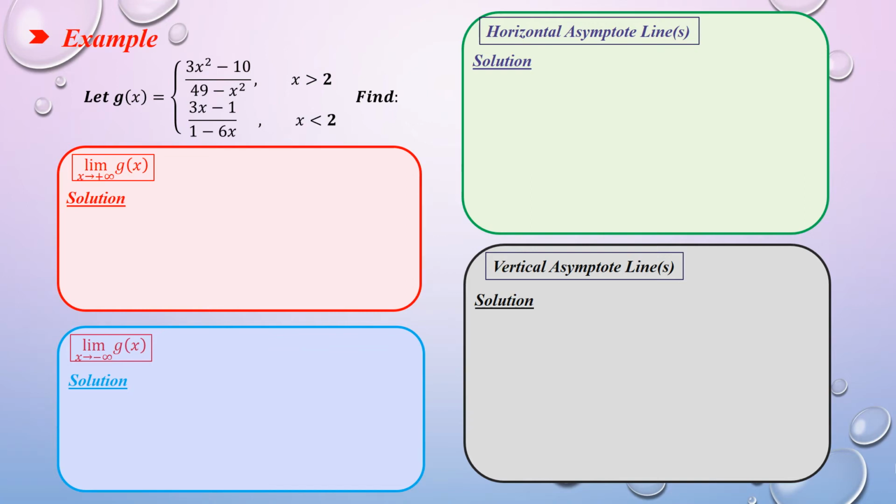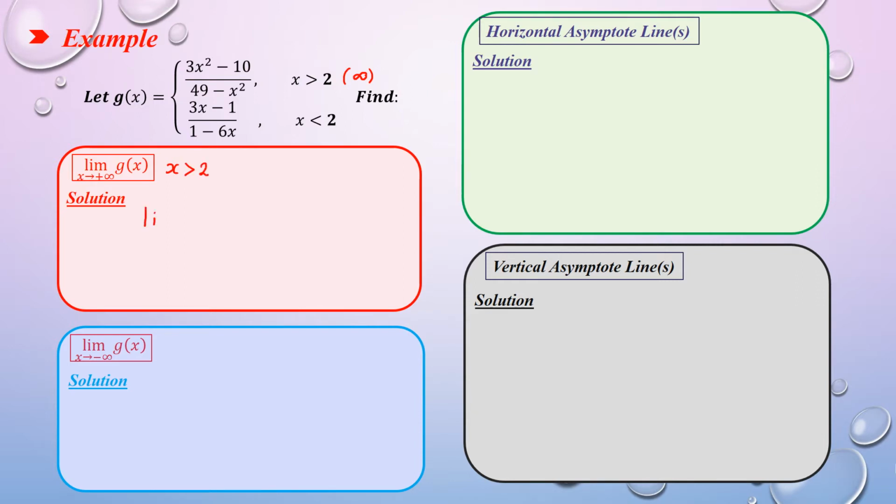Hi everyone, in this video we have a piecewise function and you have to solve 4 parts. The first part, you have to find limit g of x when x goes to infinity. And as you know, we have in a piecewise function 2 intervals. The first one, x greater than 2, so you have to find the limit when x goes to infinity from this interval, from x greater than 2.